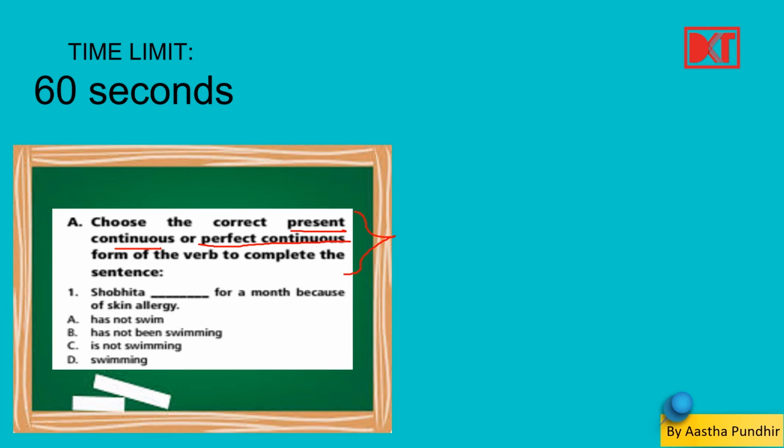Here the correct answer is B. Shobhita has not been swimming. So here the correct answer is B, has not been swimming. This is which form? The present perfect continuous form, present perfect continuous form of the verb swim. Alright.